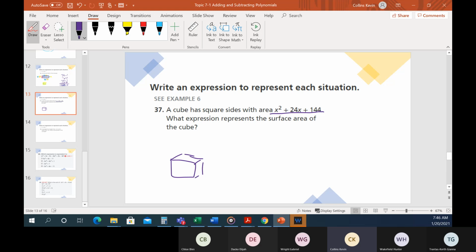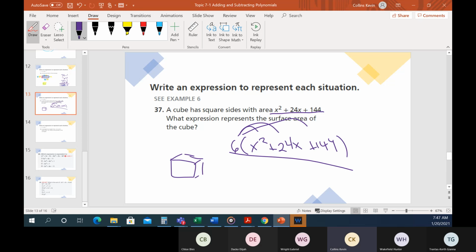How many sides are on a box? 6. So there's 6 sides, and each side is that. So the surface area of the entire box, or cube, is going to be 6 times x squared plus 24x plus 144. Okay? Now, we could distribute and multiply this thing out. Nah. That's a good answer right there.